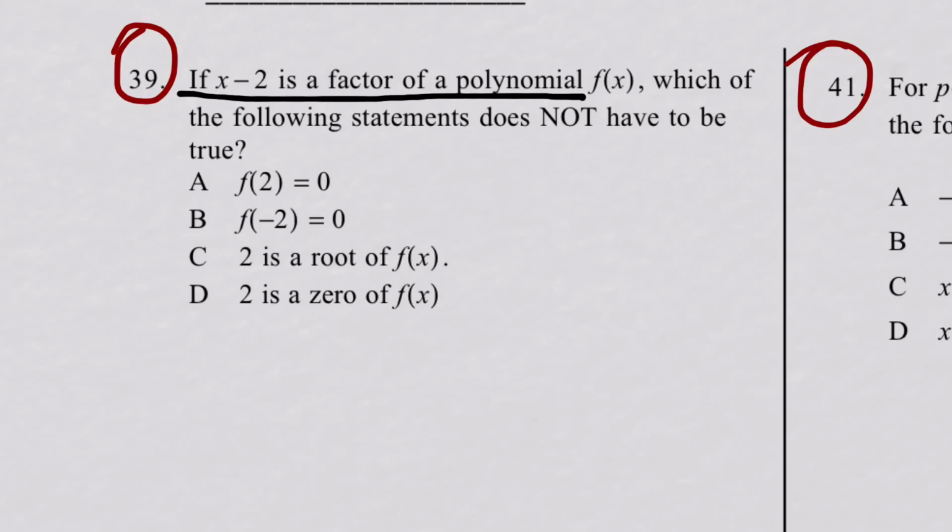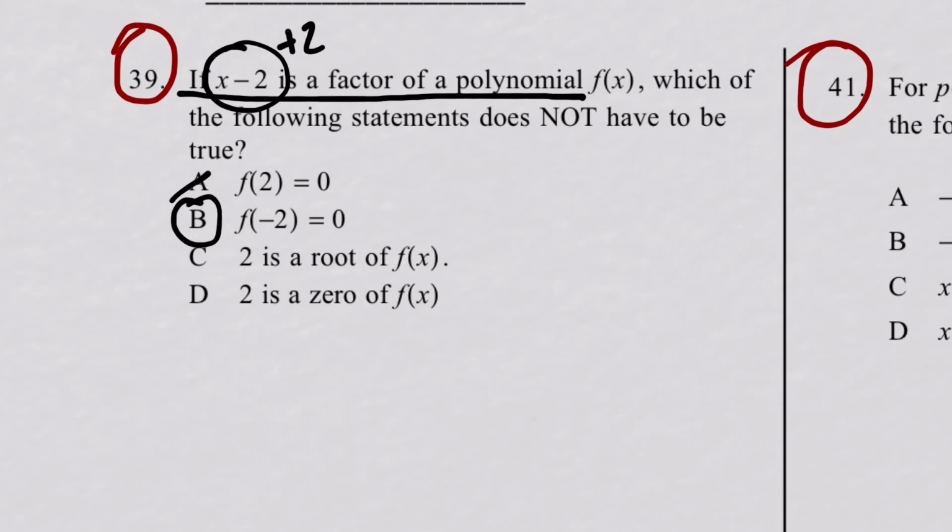Which of the following statements does not have to be true? Okay, so A is saying if you substitute in 2 into your polynomial, you will get 0. That one has to be true, because x minus 2 is a factor which translates into +2. That means when you plug 2 into the polynomial, you will get 0. B, when you substitute -2 into your polynomial, you will get 0. That one does not have to be true. It's possible that it is, but it doesn't have to be true.